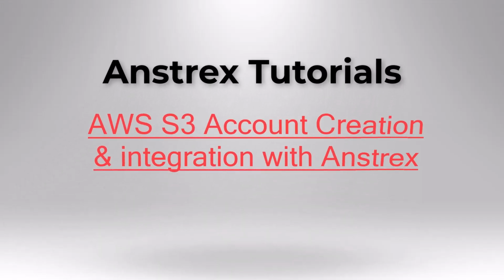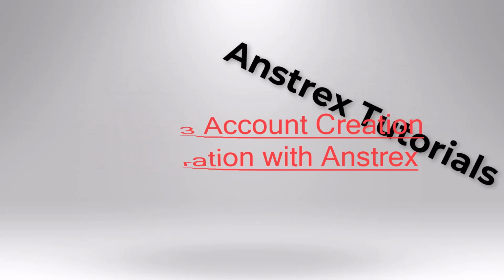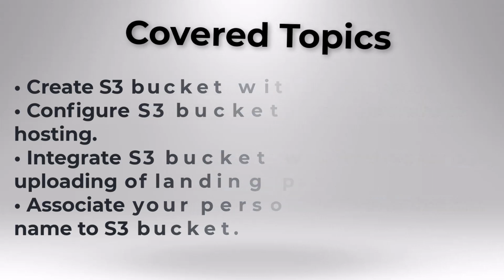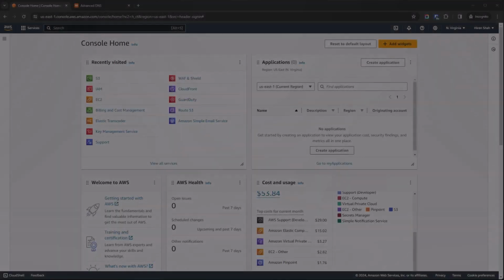In this video, we will show you how to configure an S3 bucket on AWS for public access for static website hosting. In addition, we will also cover how to integrate this bucket with your Anstrex account for easy upload of ripped landing pages. You will also learn how to configure your personal domain name and associate that with the S3 bucket so you can have a custom URL for your landing page.